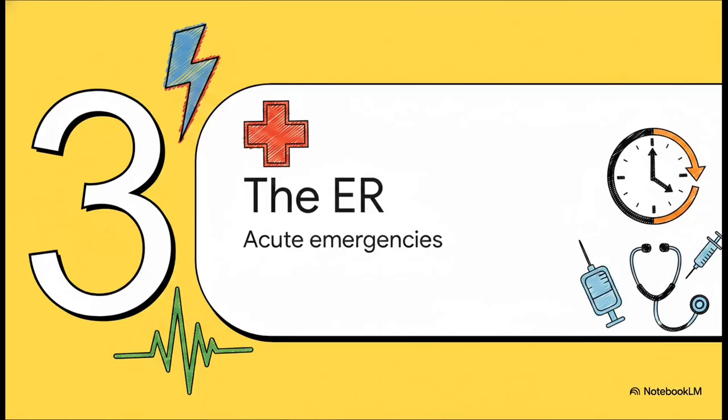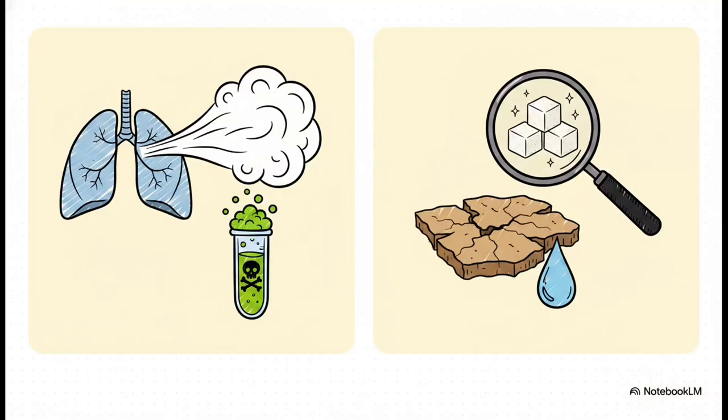Okay, dial up your energy for Part 3, the ER. We're talking triage and managing acute emergencies. The patient is crashing and you need to act fast. You absolutely must know how to quickly distinguish the two major hyperglycemic emergencies, DKA versus HHS.